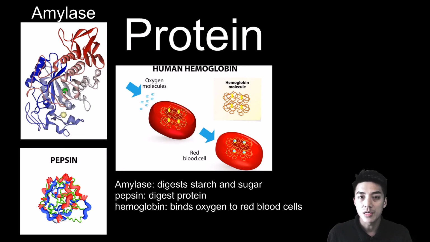The first is amylase, which is found in your saliva, and amylase helps break down carbohydrates into simple sugars so that you can easily digest it. The next is pepsin, which is found in your stomach acid, and pepsin helps break down proteins for digestion. And the last example would be hemoglobin, which is found in your blood cells, and hemoglobin helps your blood cells bind oxygen, and oxygen is vital for all of your body's functions.